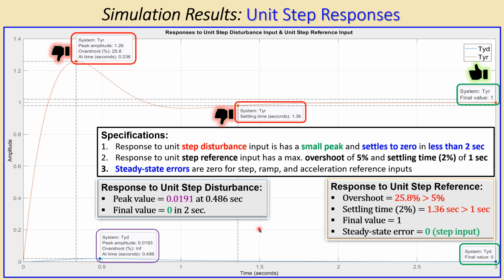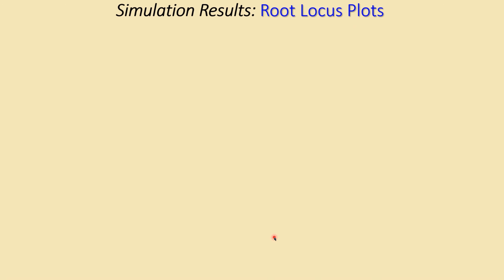So the disturbance response is doing what is expected or what is actually required, but the step reference response, for the overshoot and for the settling time, is definitely not what we want. So we need to look carefully and actually tune the controller later on.